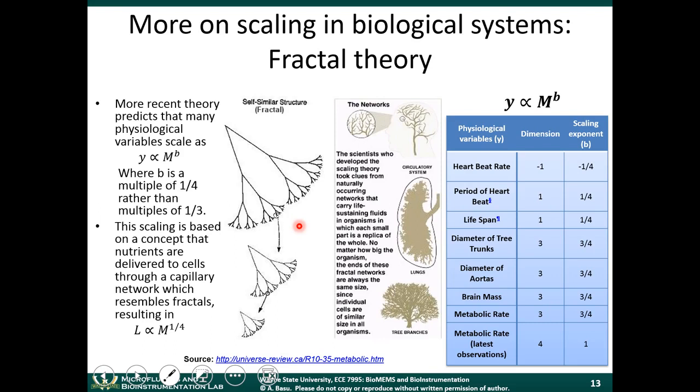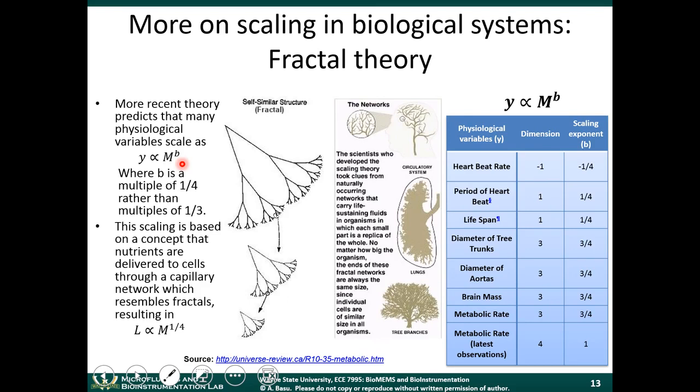It's possible to actually derive that instead of the physiological variable scaling as a multiple of 1/3, it scales as a multiple of 1/4. So y is the physiological variable, m is the mass of the organism, and b is the scaling exponent.